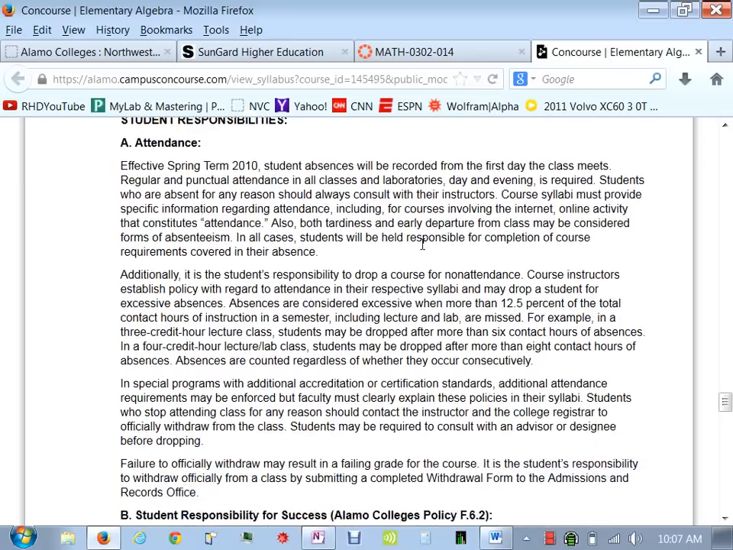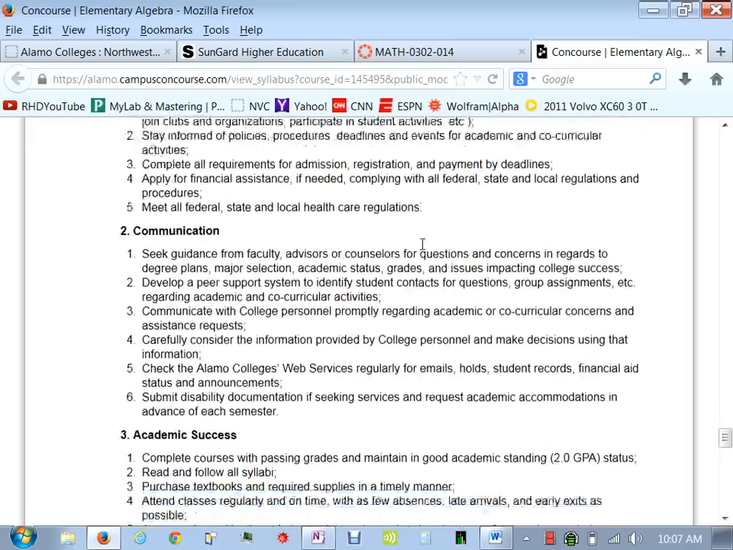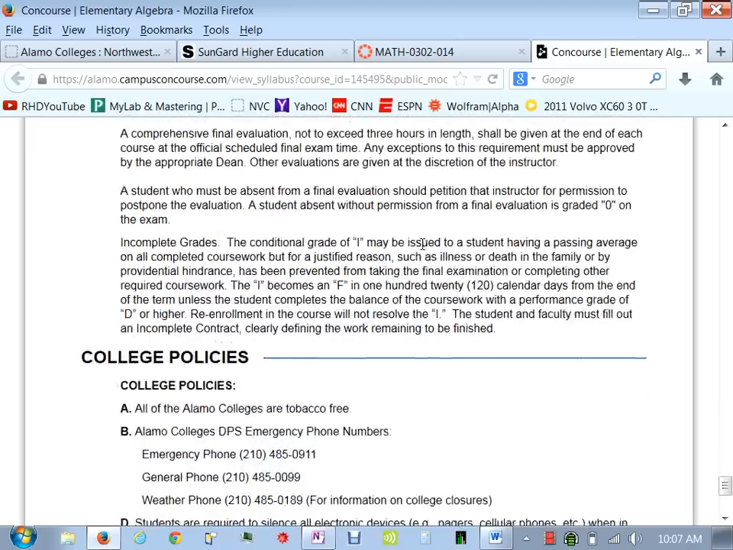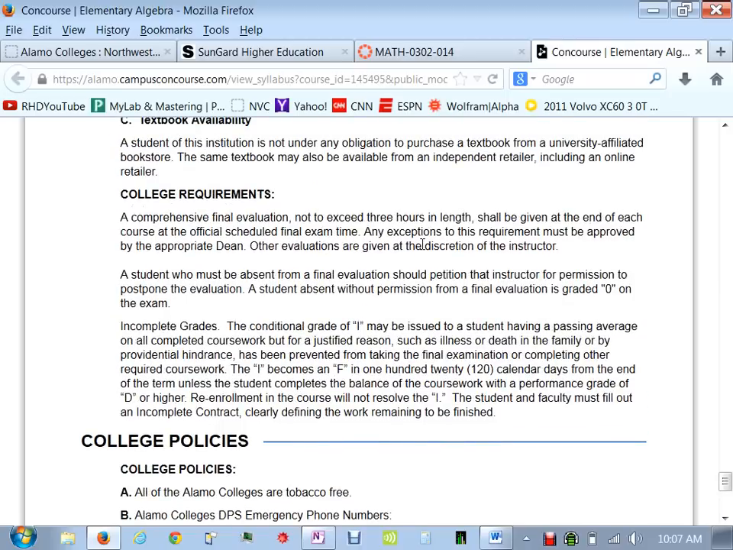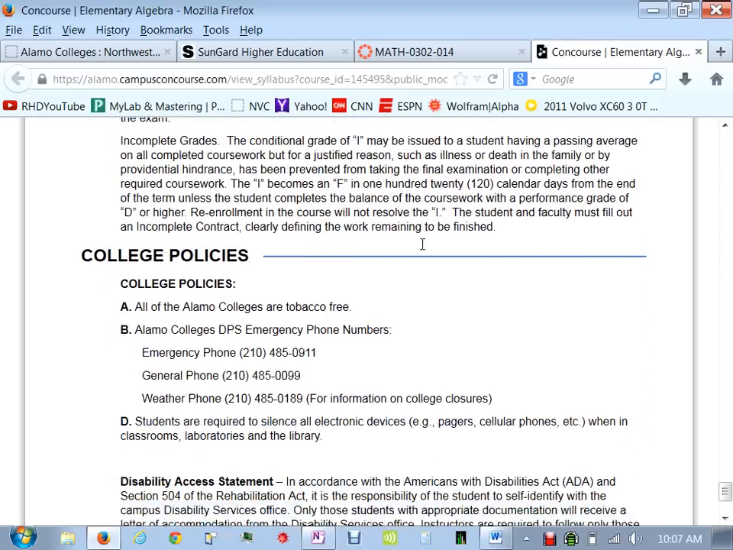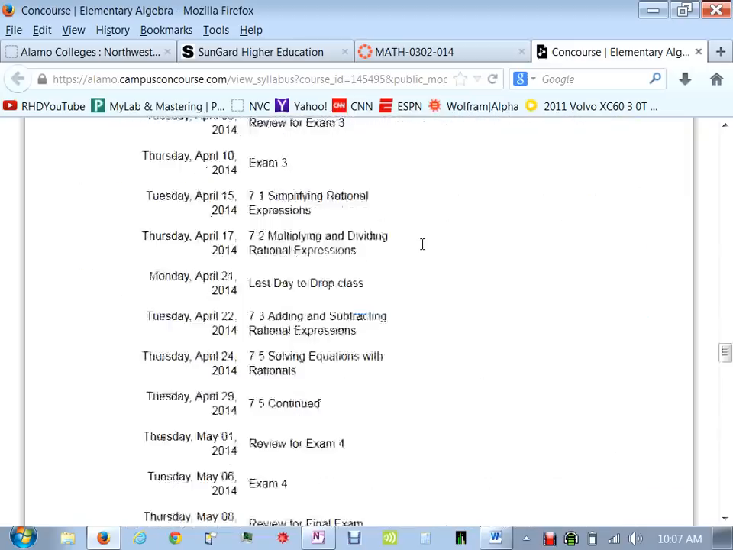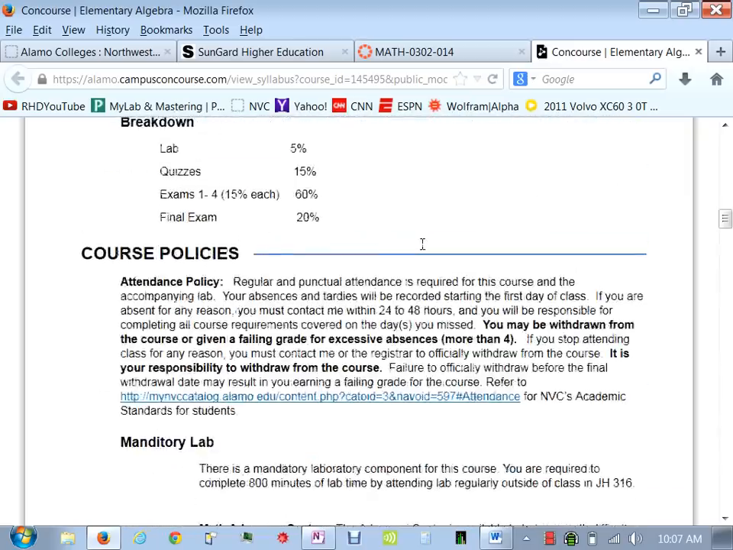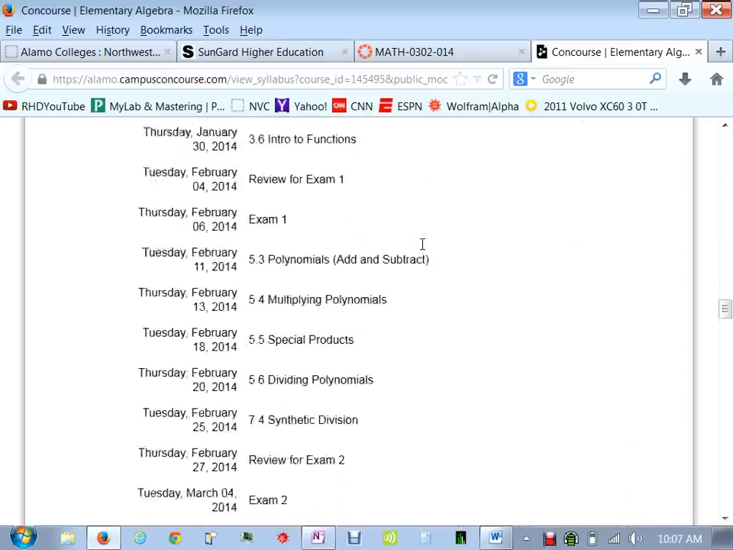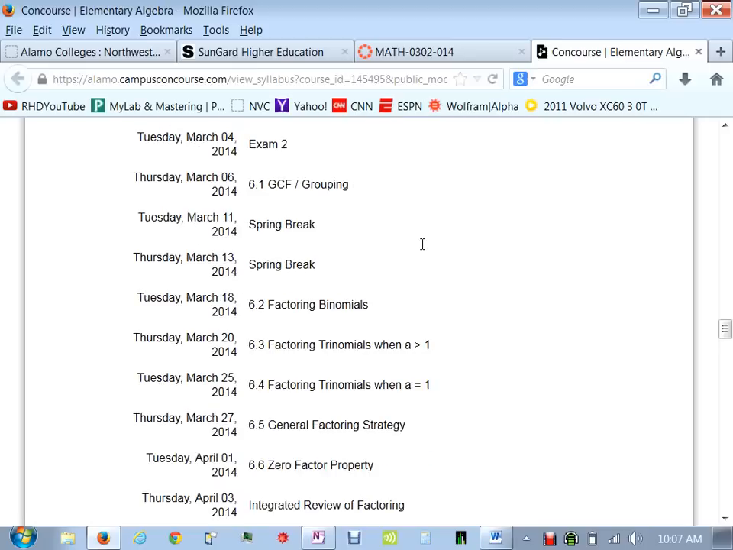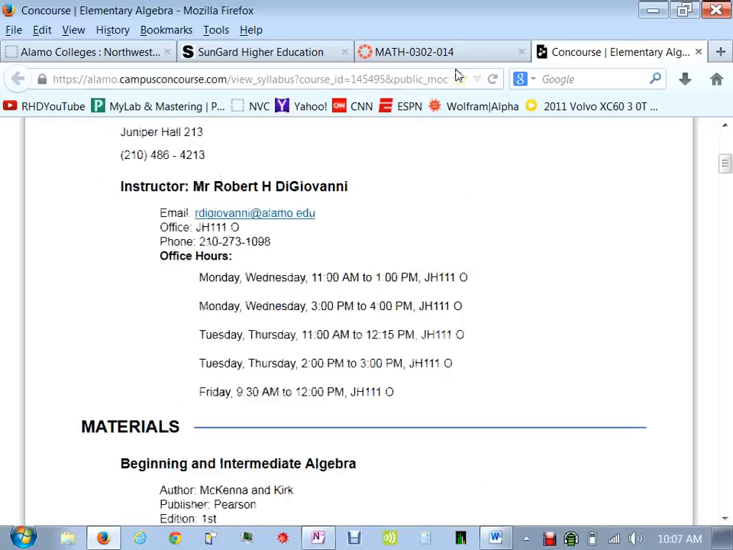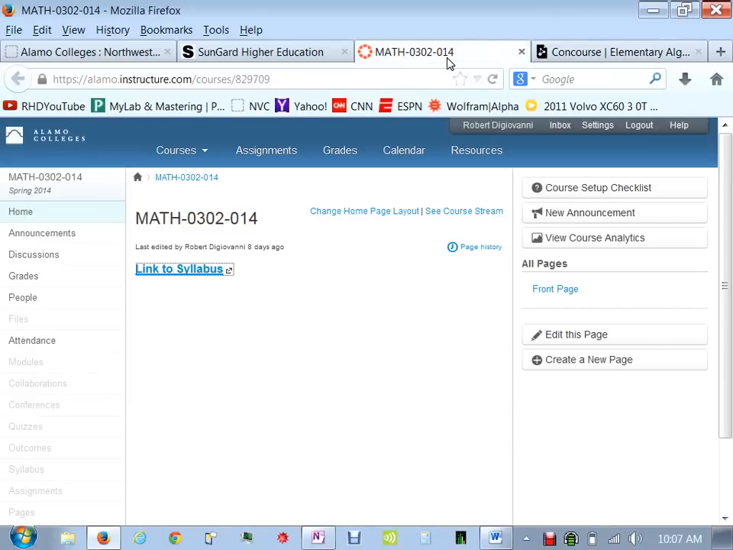Attendance. This is all institutional stuff. I actually have no control over any of this in the syllabus, okay? So I'm going to let you read through that on your own. College policies. I haven't tried printing this syllabus, but I imagine it's probably like 12 pages long or something. It's ridiculous. So you don't have to print it out, but know where it is, know how to get to it. Any questions? No? Okay.